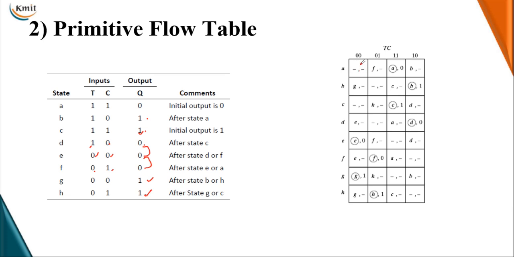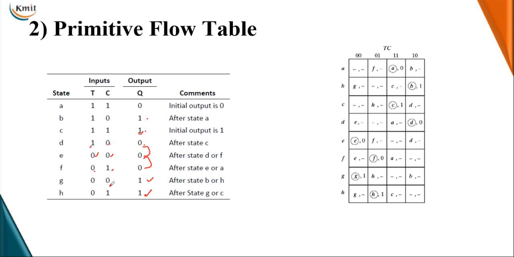It does not occur because it involves multiple input changes, so two input bits must be changed: toggle input and clock input must both change. For such an input combination, the outputs are don't care, so we mention them as don't cares. Next, for 0 1 input, the next state from A is F with an output of 0. So here it is F. But here I have not mentioned the output of 0 since it is an unstable state. In an unstable state we can't specify outputs.